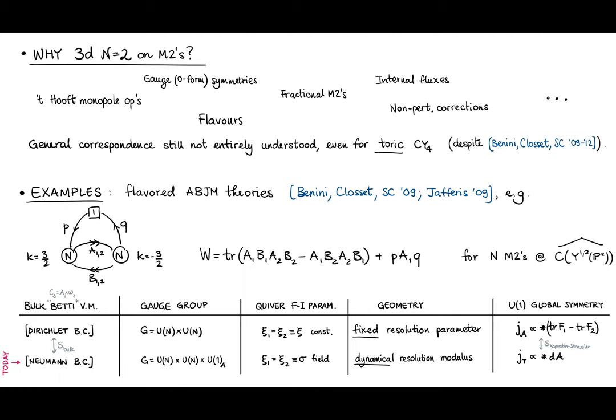So in the example of the flavored ABJM theory, is the Neumann boundary condition corresponding to just gauging that U(1)? Yeah, gauging this U(1) global symmetry that I have in the first line, exactly. So simply changing the square to a circle corresponds to that? No, so the square here is, there is no flavor symmetry in this theory because the flavor symmetry is just one. So this is really gauging a topological symmetry. Oh, I see. In the original theory.